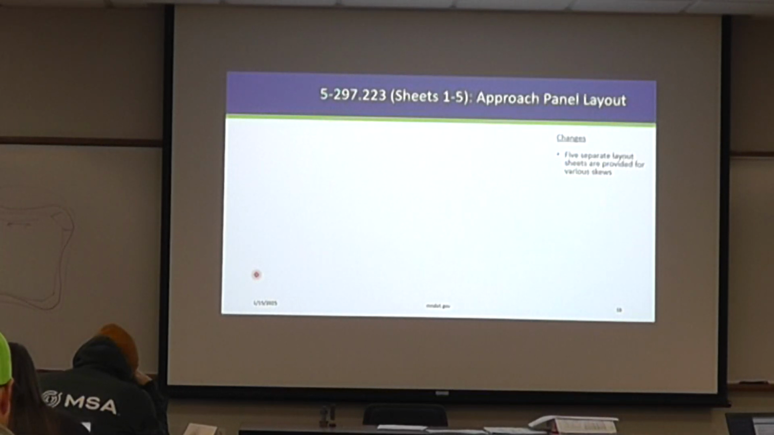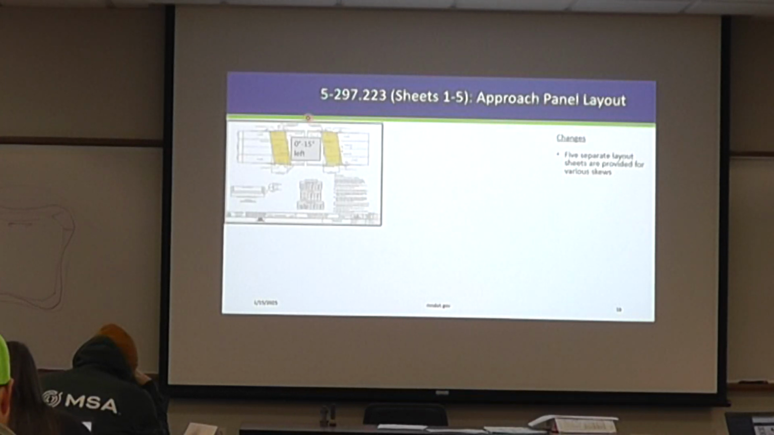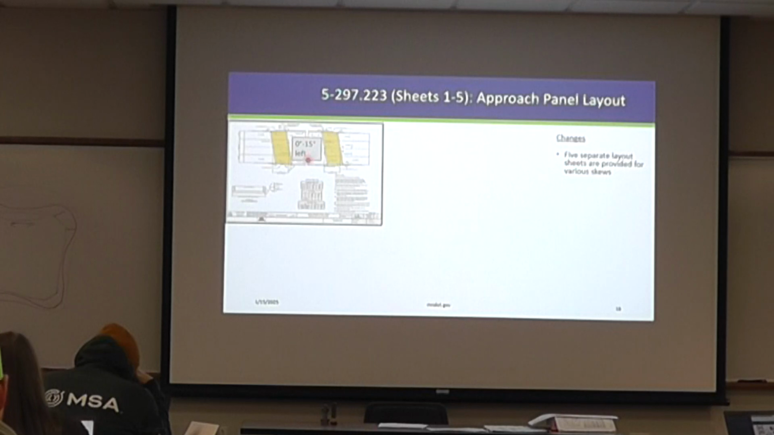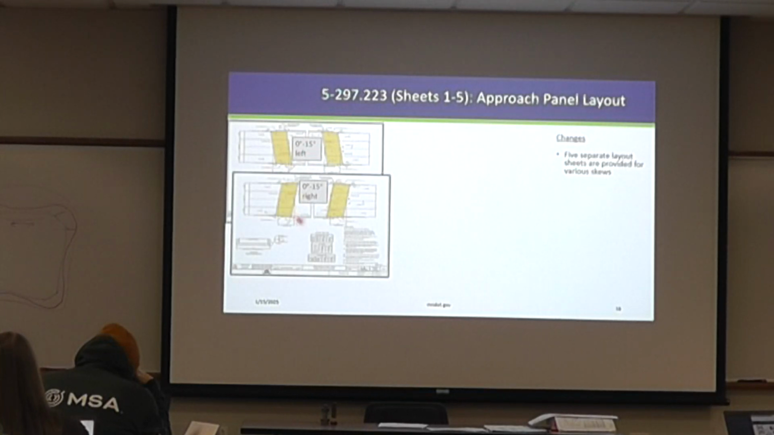So changes now: we have 5 separate layout sheets provided for the various skews. I'll just show one here. We really blew up the figure, the plan view, showing if this is a 0 to 15 degree skew left. The roadway designer should go in and use this 223 sheet for their project. Similarly, we have 0 to 15 degree right. I'm showing the approach panels in yellow, and so we have left and right.